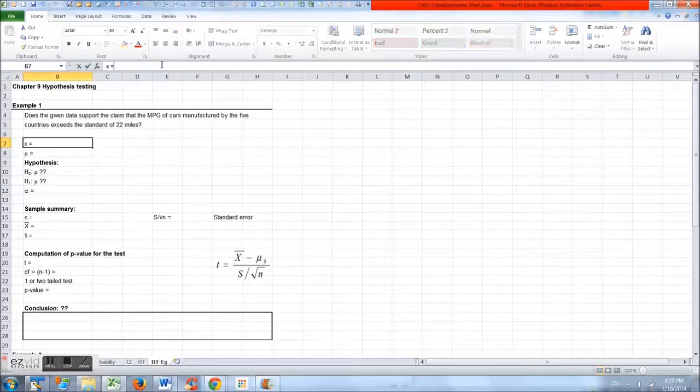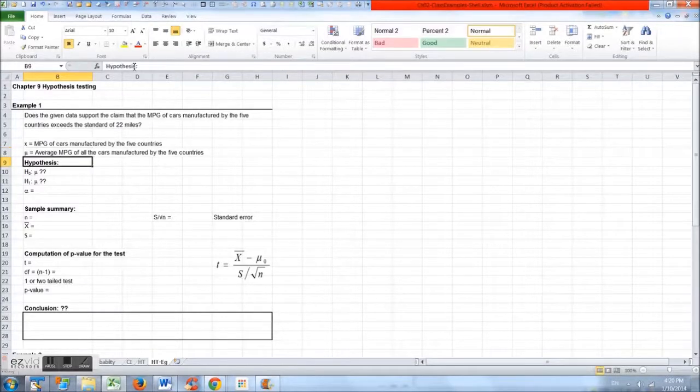So here, X is MPG of cars manufactured by the 5 countries. And mu is the average MPG of all the cars manufactured by the 5 countries. It is normally easier to set up the alternative hypothesis.